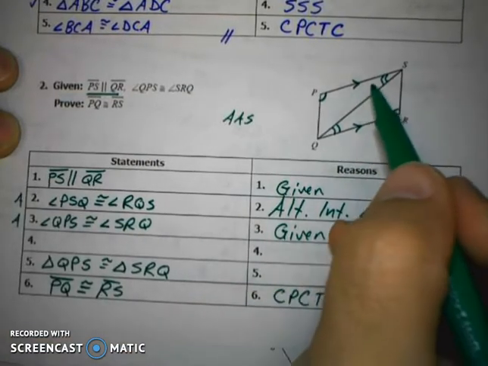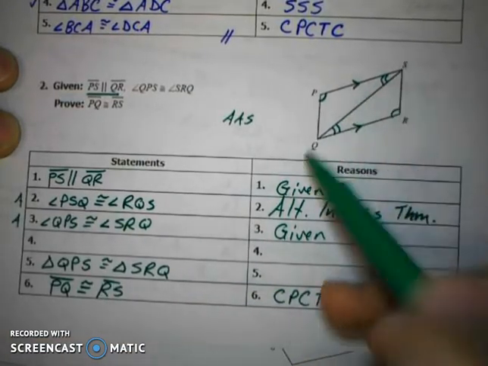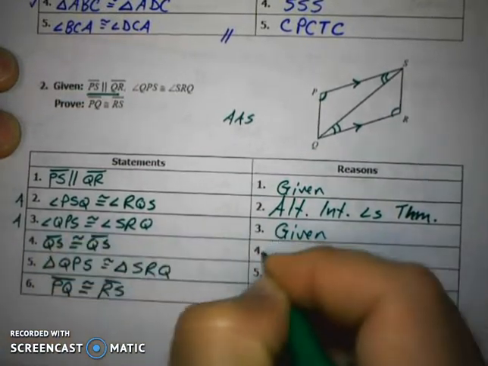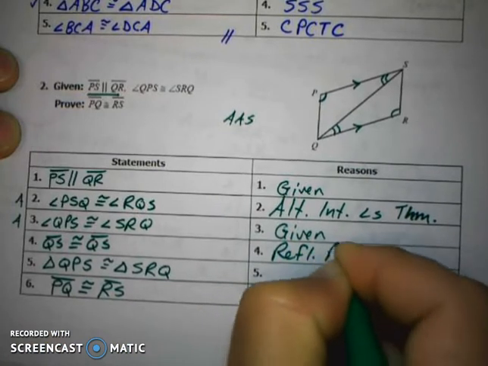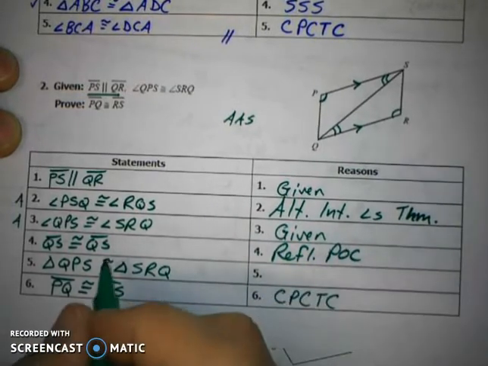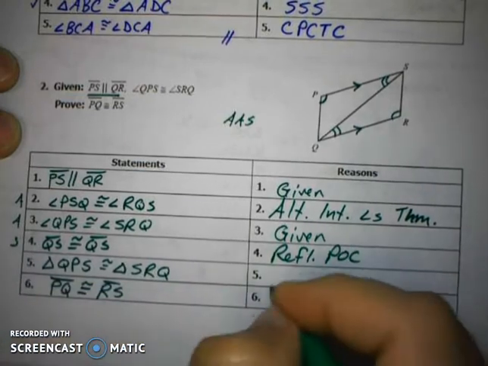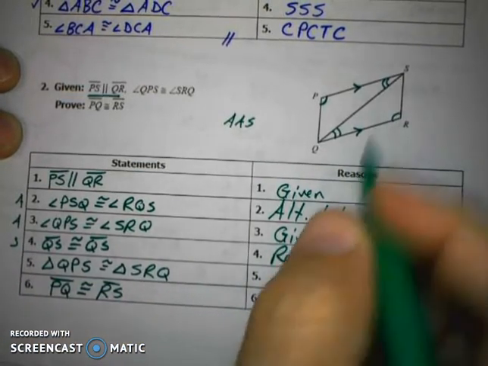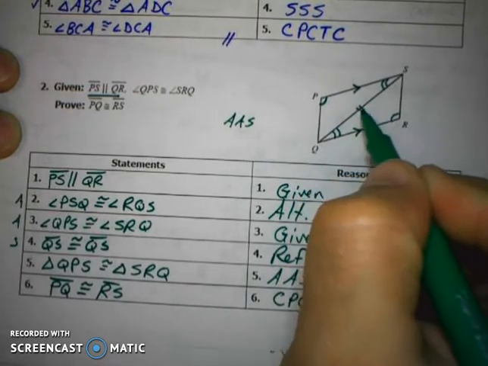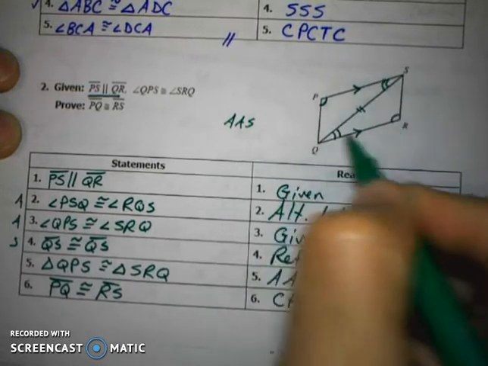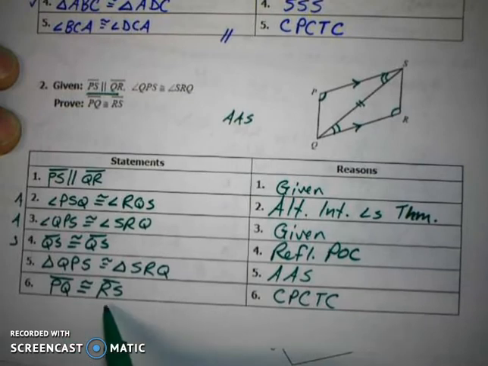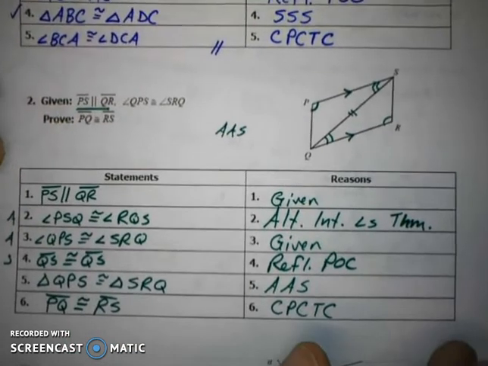And then, like I said, this shared side, QS, is congruent to QS because of the reflexive property, which makes the triangles congruent by angle, angle, side. Okay, I know it's angle, angle, side because the congruent sides marked here are not between the two different angle markings. And then, like I said earlier, the triangles are congruent, and so these parts are congruent because of CPCTC.